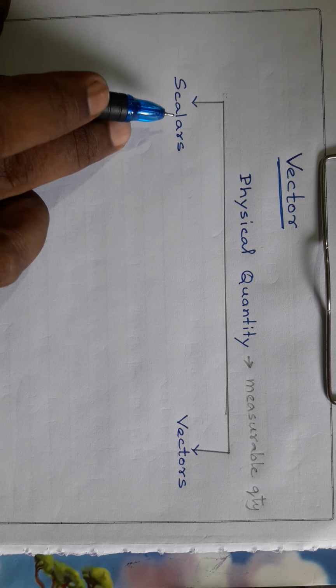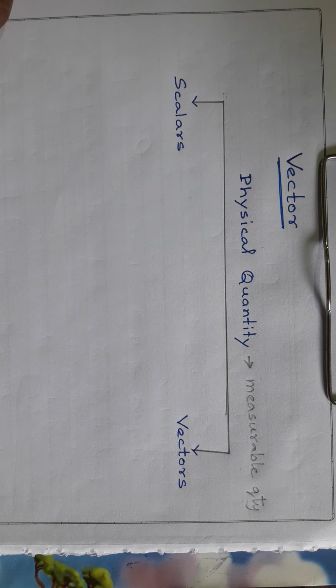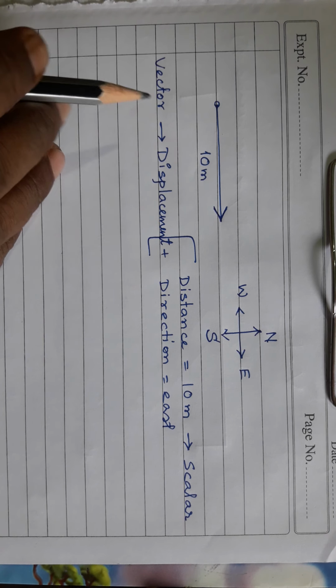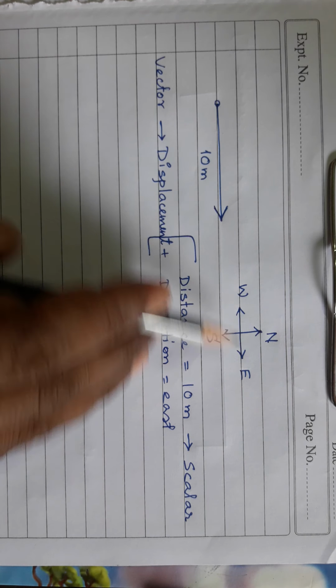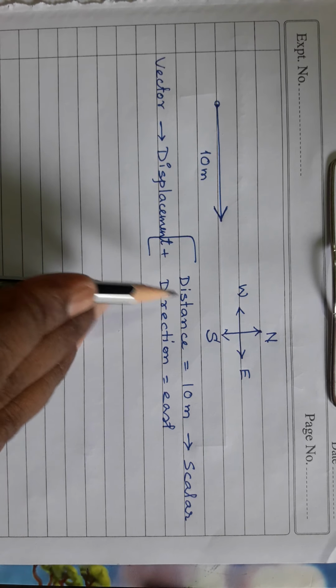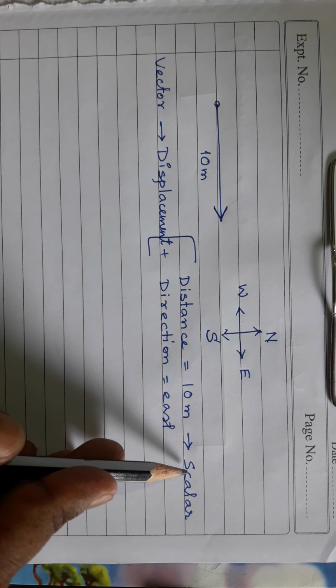But this can be divided into two groups, scalars and vectors. These are the two types of physical quantity. Now let us take one example. A man travels 10 meters towards east. So if I write distance traveled by the man is 10 meters, it is a scalar quantity.